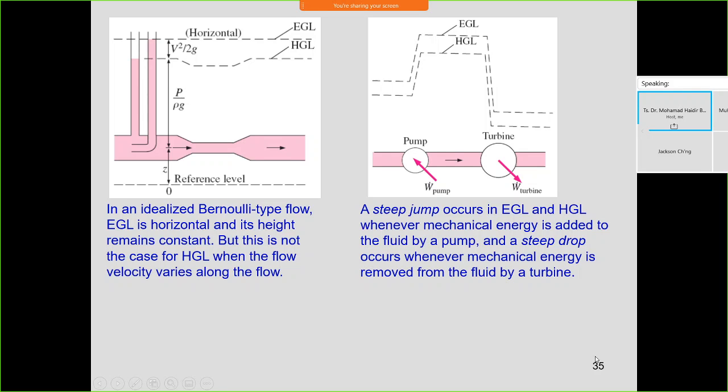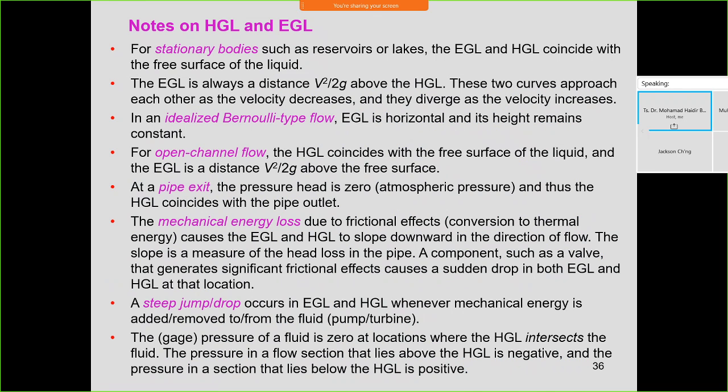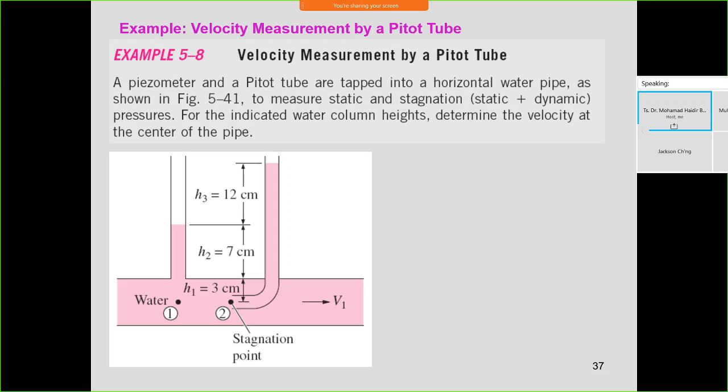For HGL and EGL, there will be an effect from a pump and a turbine. A pump will increase the head for the HGL and EGL, and a turbine will decrease the value of the HGL and EGL. Okay, that's for HGL and EGL. I think you can read by yourself.